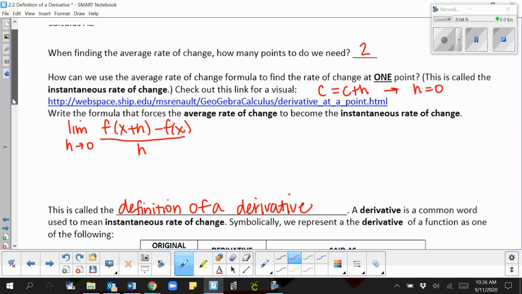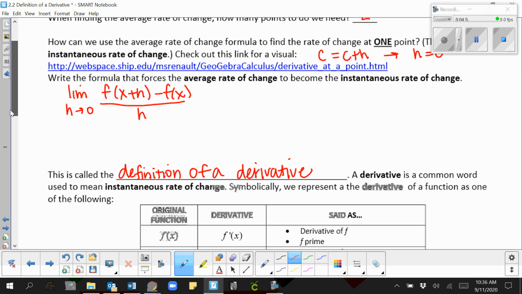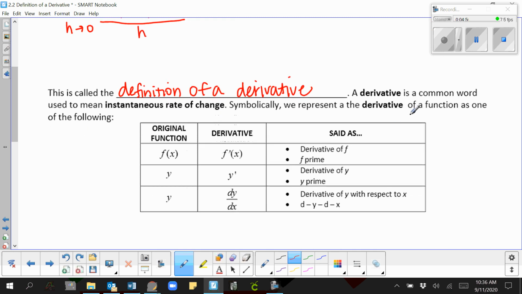So a derivative is a common word used to mean the instantaneous rate of change. And there are a couple different ways that we represent the derivative of a function. You can use f prime of x, so that's with that little apostrophe right there. You could use y prime, which is the derivative of y, or dy over dx, or dy dx, which is the derivative of y with respect to x. So right here is kind of how you say all of those, and the first one is what it means. And so the ones that are most common are this f prime of x and dy dx. So those are the ones that I'm going to use the most.